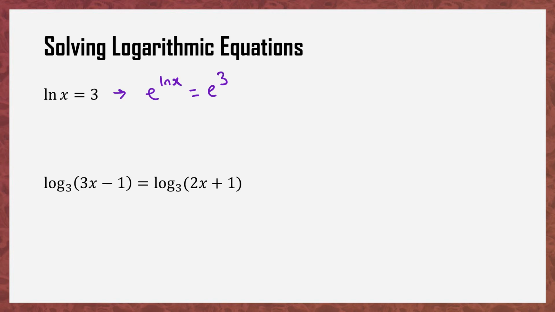e to the ln, this part right here just reduces to 1, and the x drops down, and so x equals e to the third, and e to the third is approximately 20.0855, so 0.86. That wasn't too bad. So 2.71 to the third power is approximately 20.086. That makes sense. 3 to the third power is 27, so there you go, 2.71.